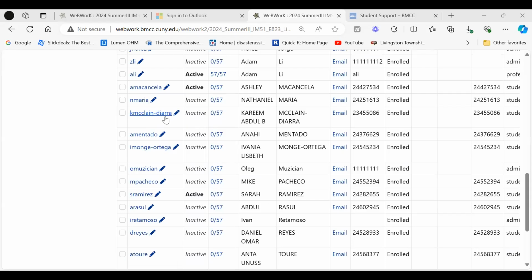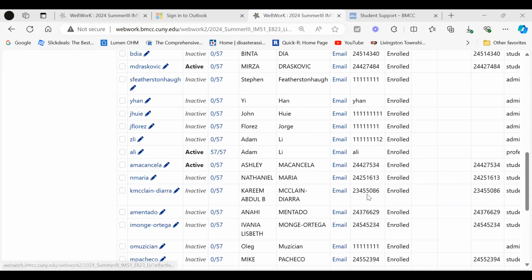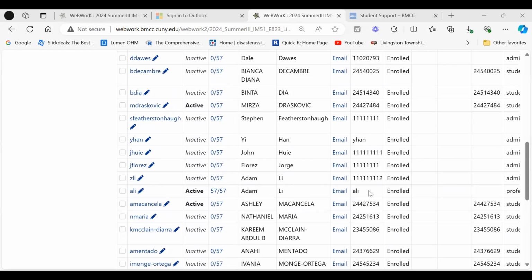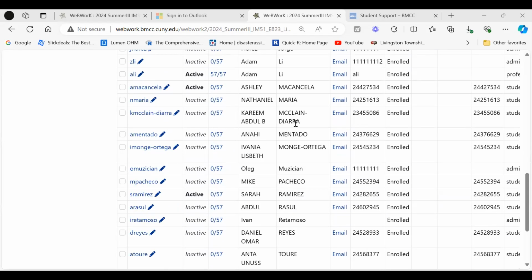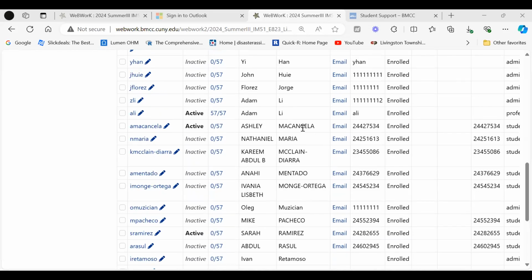Kareem, I have to reset your username here. Nathaniel, you have it logged in already. Some of you may have a dash in your last name. Like Ivania, your last name has a dash, so your login will have a dash in your last name. And Kareem, your last name has a dash in between, so your login has a dash. That's probably why it's a little more complicated, but everybody else will have no issue.